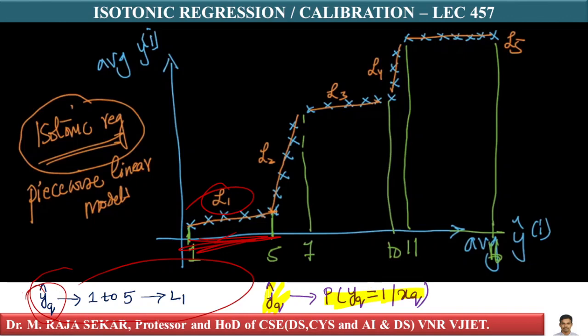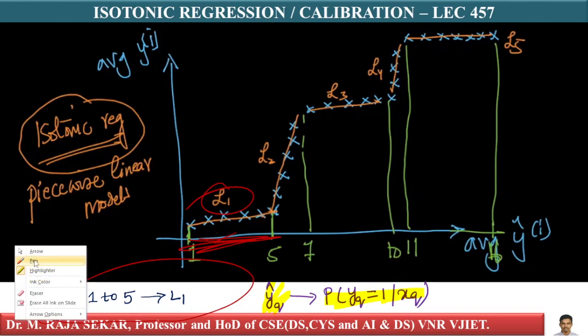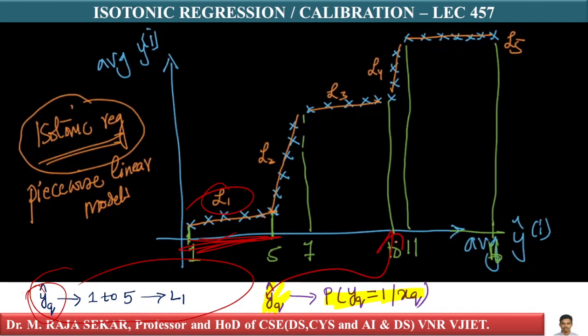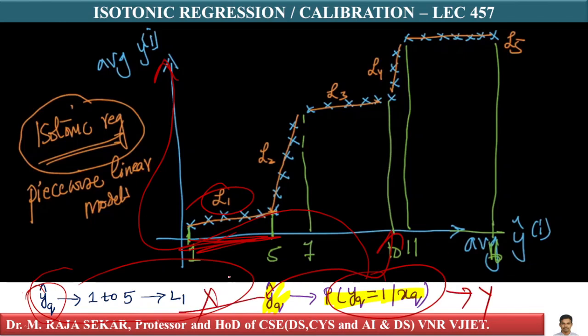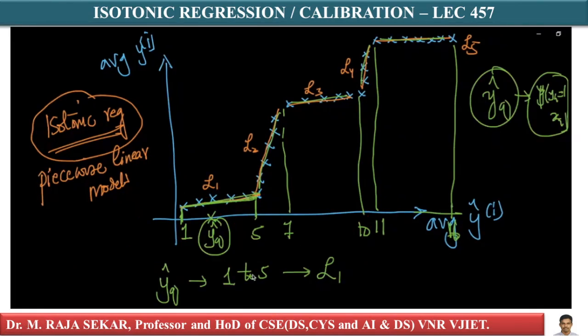This Yq hat is on the x-axis, isn't it? And this probability of Yq equal to 1 given Xq is on the y-axis. So given any point on the x-axis, if this is my Yq hat for a query point, I need to predict its corresponding probability value. How do I do it?